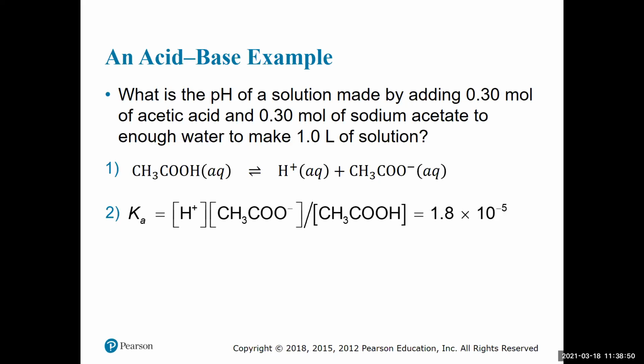So here in step 1, we have our reaction, our equilibrium equation. In step 2, we have the equilibrium expression. Once again, products, H plus times acetate concentration, divided by reactants, the acetic acid, equal to our acid dissociation constant. We've been doing that for a while now, writing out the chemical reaction, then the equilibrium expression.